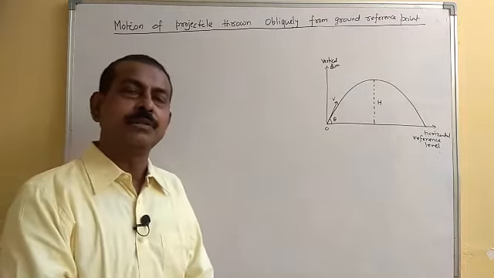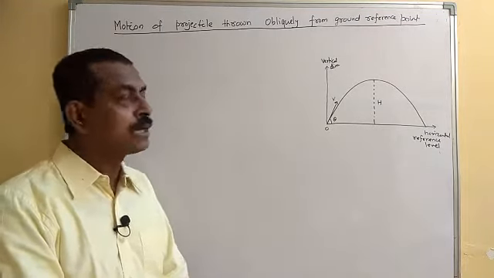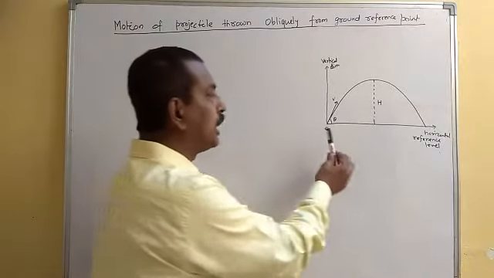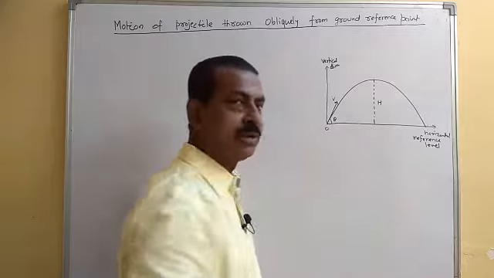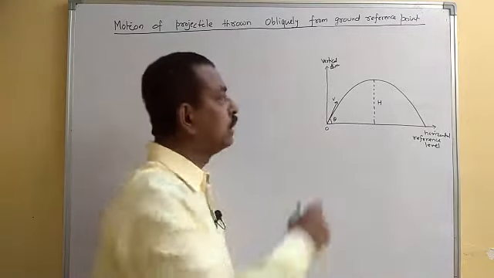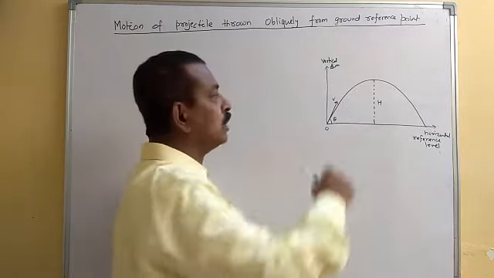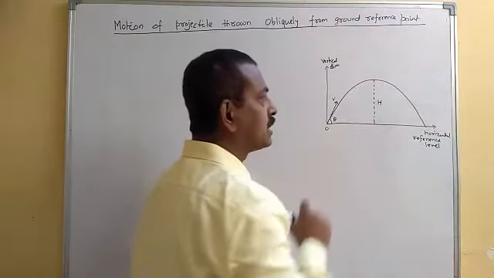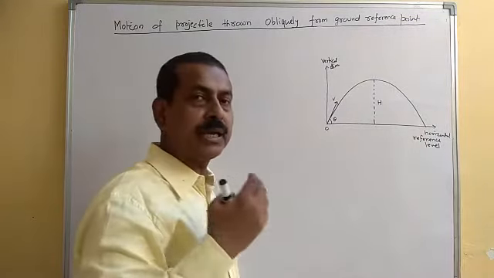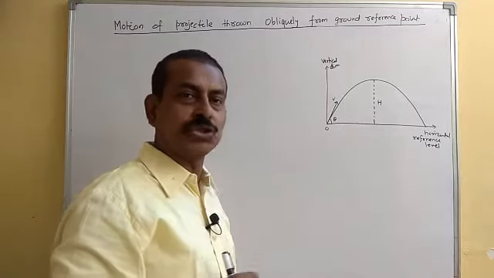Let's start with the case of motion of a projectile projected obliquely from a ground reference point. That means this is the horizontal reference level. O is the point from where we are throwing a body with velocity v at an angle theta with the horizontal. So its path will be shown like this. We'll take the different points and see what the velocity is at different points.